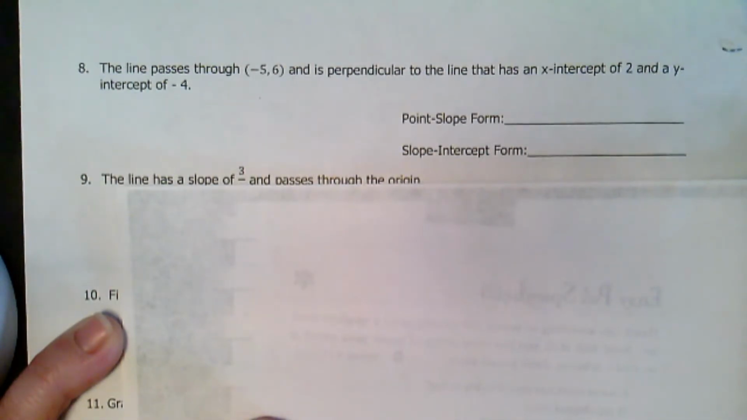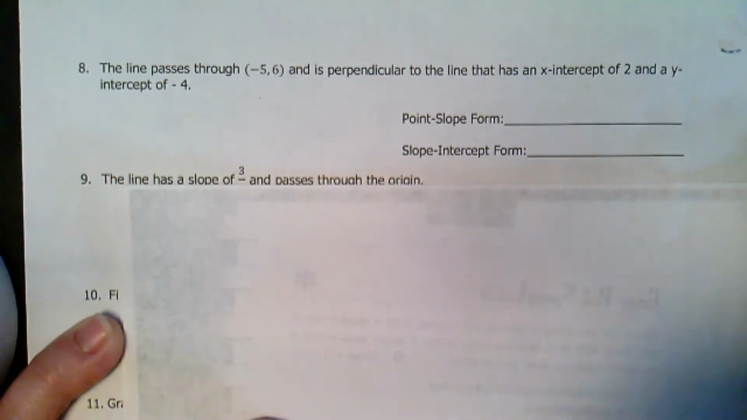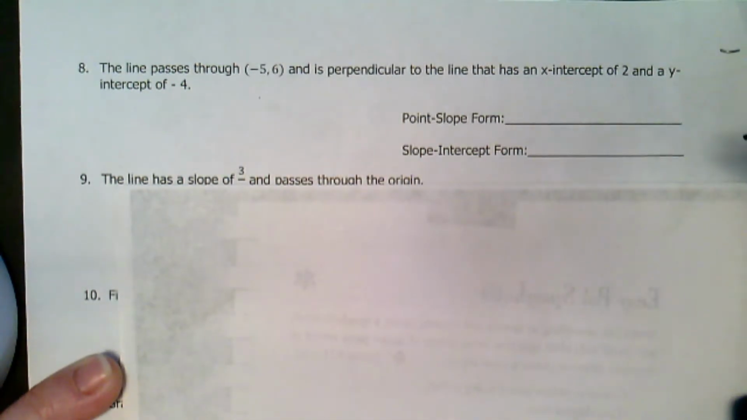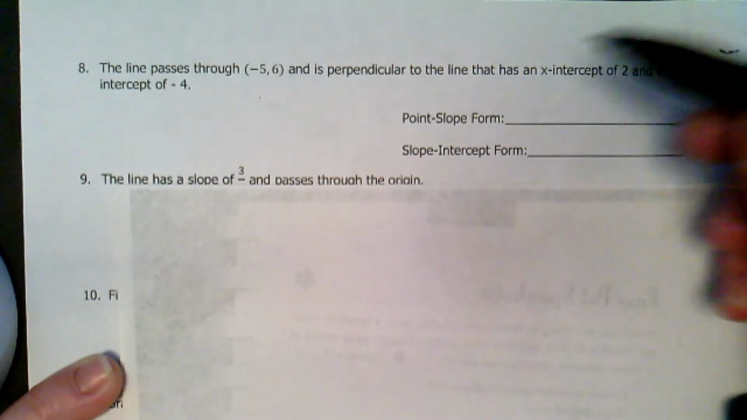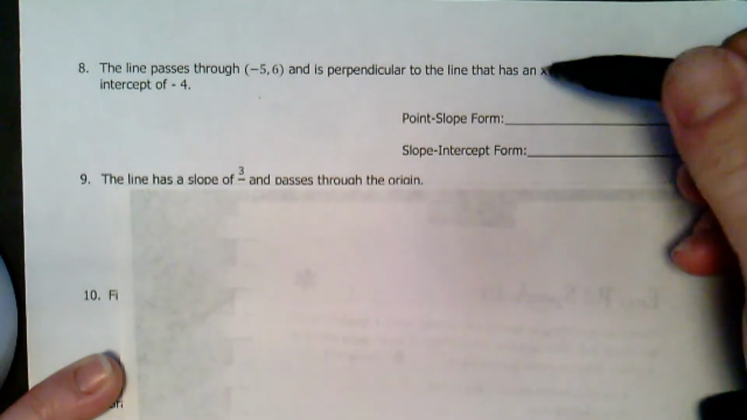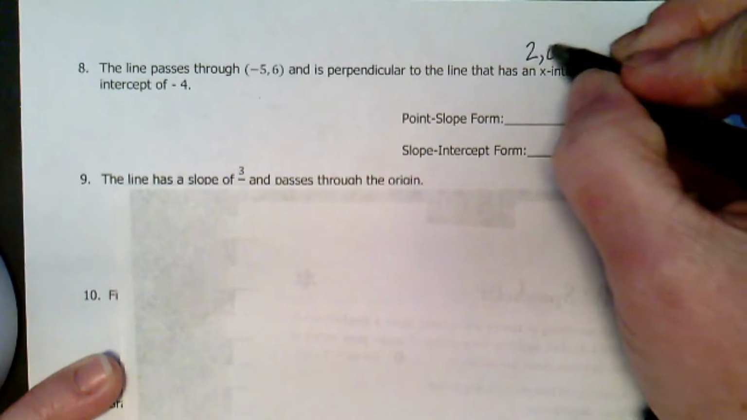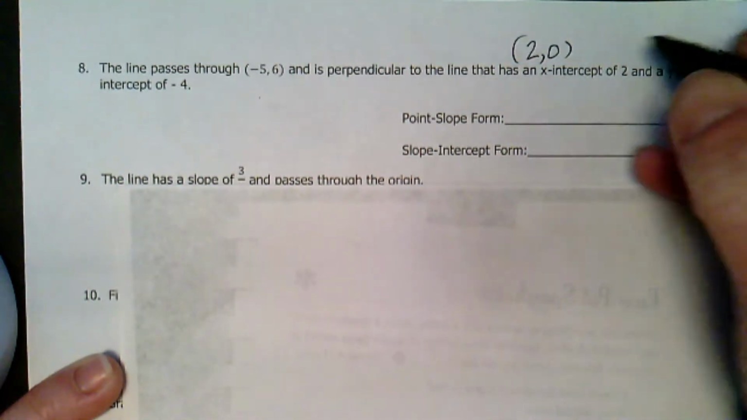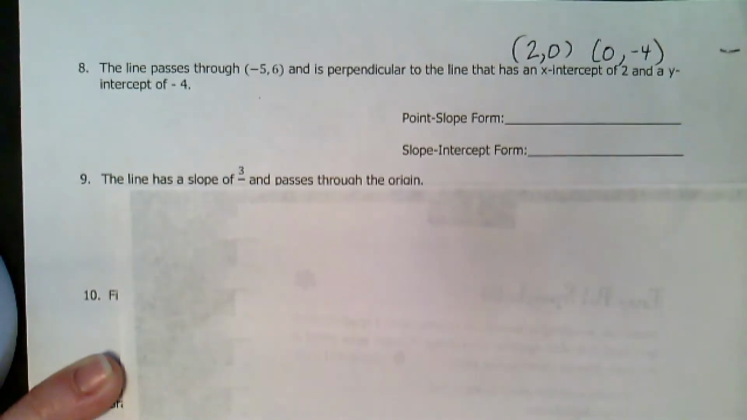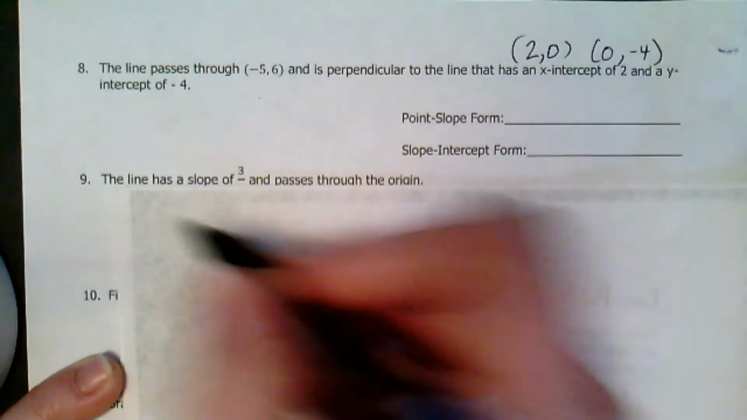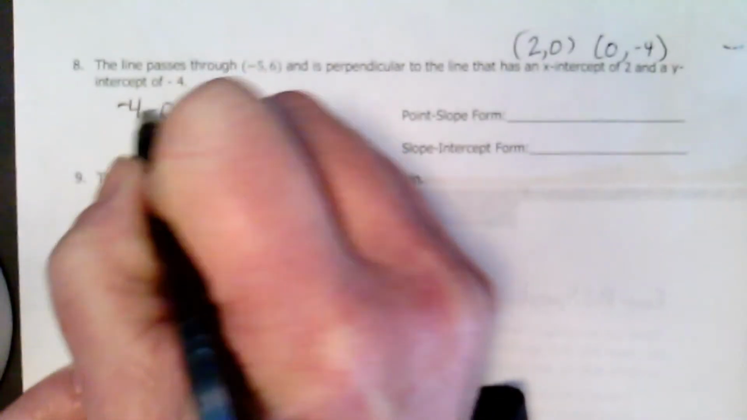Tells us that we're perpendicular, so if you remember, perpendicular just means that we need the opposite reciprocal of the line that we do know. Now, this one is a little harder because it doesn't give us an equation for the line that it's perpendicular to, but it does give us 2 points. An x-intercept means this, right? And a y-intercept means this. So once you have 2 points, you know that you can find the slope just by using the formula like this.